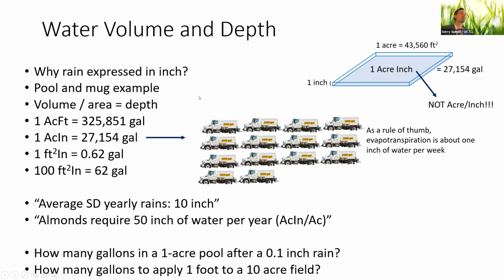So this game works also with the field, whether you have a small 1 acre field or a big 100 acre field. And that's why we can say sentences like the average San Diego yearly rain is 10 inches, or things like crop specific, like almonds require 50 inches of water per year, right? And you can also say 50 acre-inches per acre, which is an okay notation, but you could also cancel out these acres, and you would be left with inches.